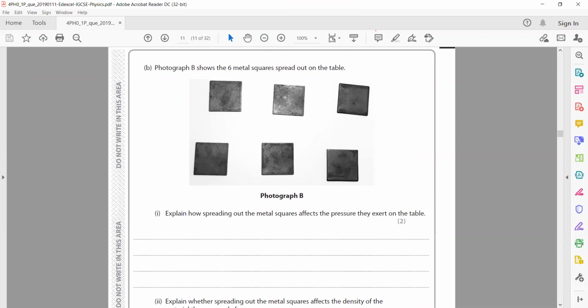So when we spread out, the area which is in contact is increased. We have the formula pressure is equal to force divided by area, because when we worked it out, the force also decreased. First it was a pile of 6, but now it's only 1. Force is decreased and the total area is increased. So what happened to pressure? The combined pressure will decrease.